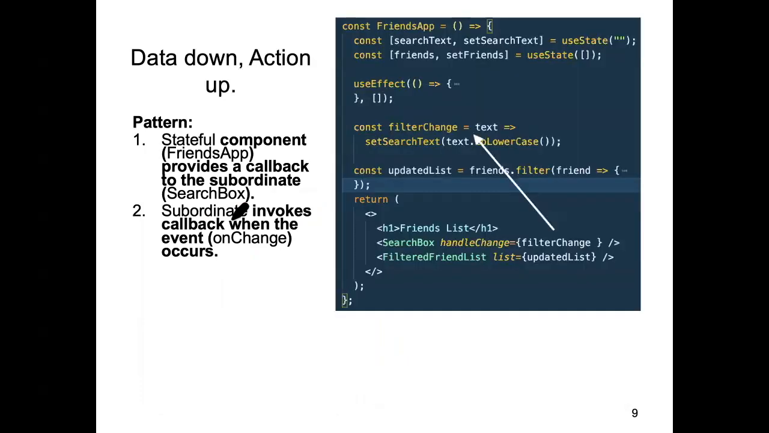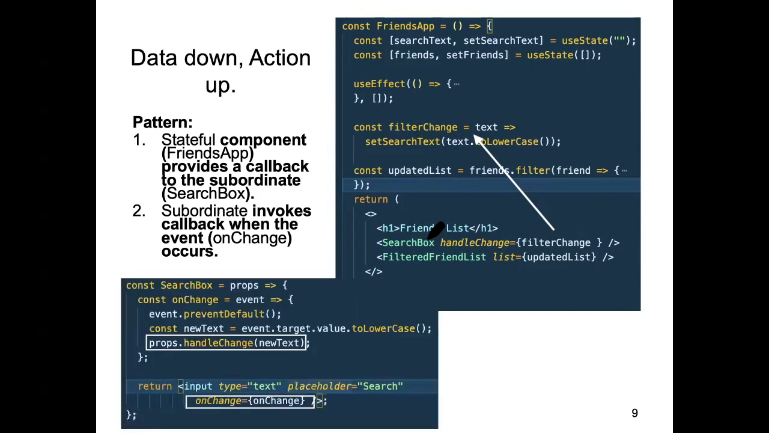I'm just going to show you excerpts from the application, and you can look through it yourself. This is the friends app component, the top one in our hierarchy. And here's the callback that it's going to provide to its subordinate. You can see it's making this state change. It's passing that function down as a prop to my search box component.